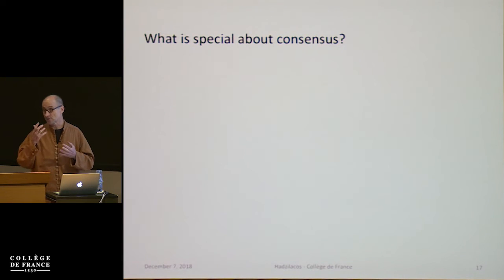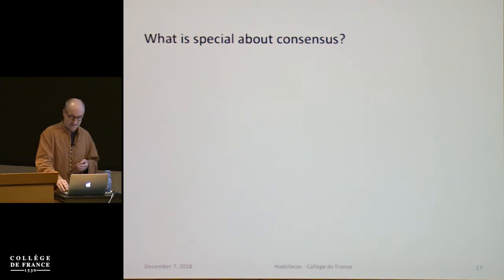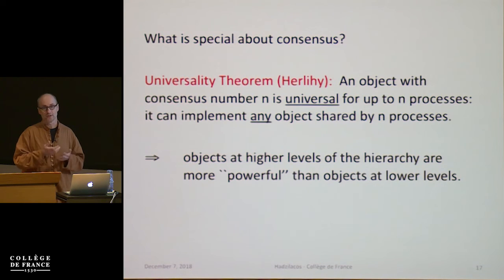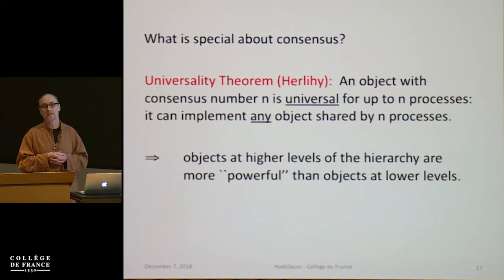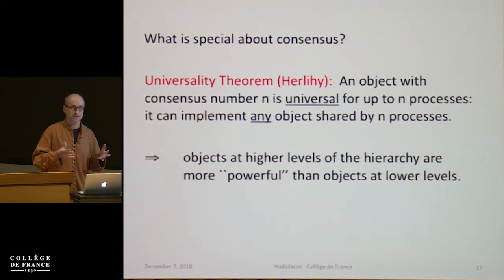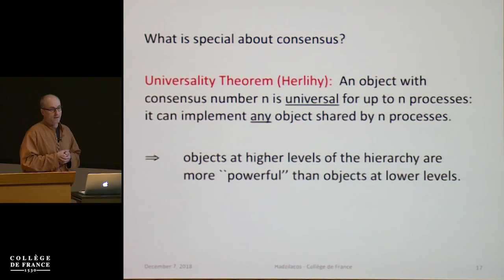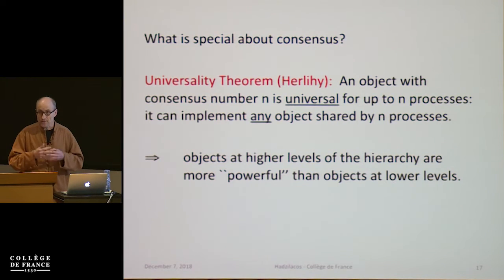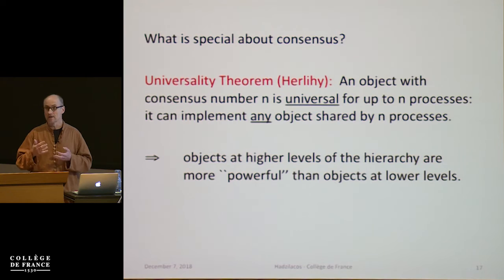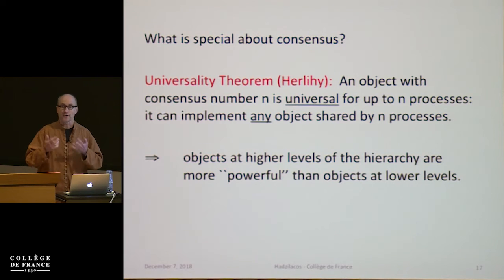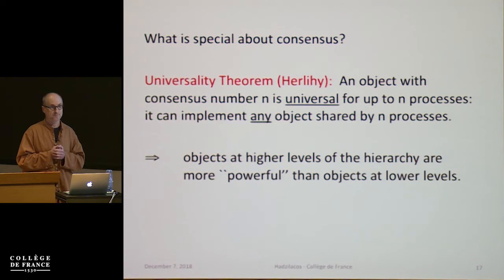So what is special about consensus? What makes consensus a good yardstick? Well, it's exactly what Rachid showed you in the previous hour. It's the universality theorem. An object that is at level n is universal for up to n processes. You can use it, and registers if you need them, to implement any object whatsoever that is shared by up to n processes. And this means that, in some sense, objects at higher levels of this hierarchy are more powerful than objects at lower levels. In what sense is this true? Well, they are universal for more processes.